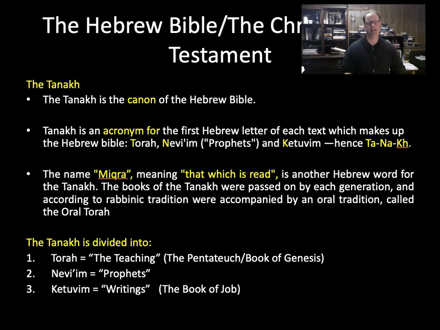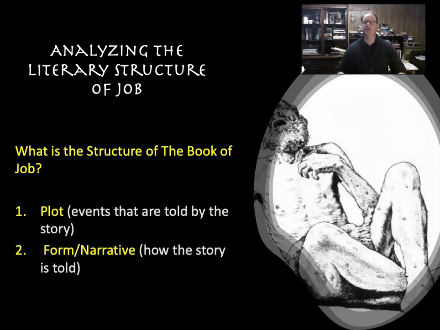And here you can see just how these books or sections fit together. The Tanakh is just an acronym for the Torah, T, Nevi'im, Na, and the Ka is the Ketuvim. So here we see the three divisions of the Hebrew Bible. Let's look at the literary structure of Job.